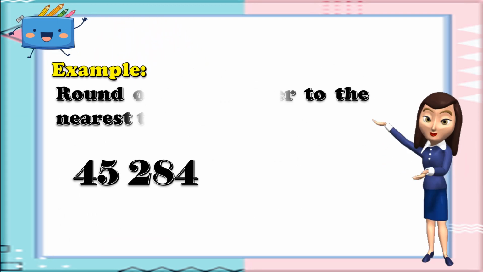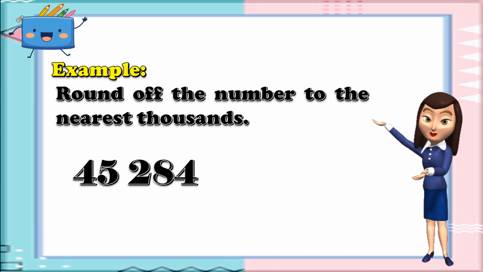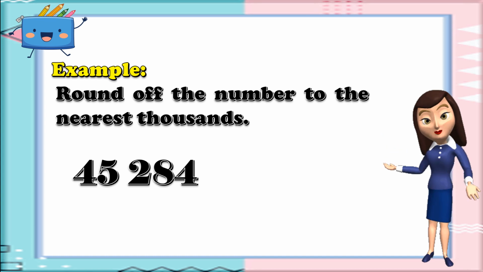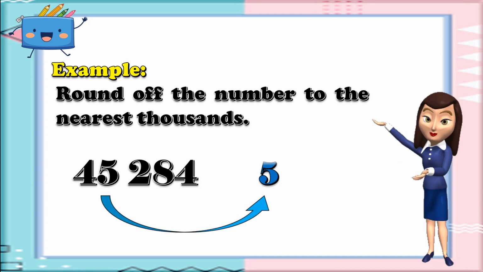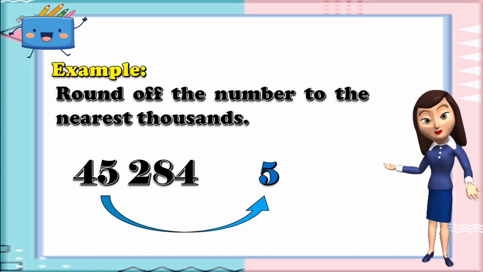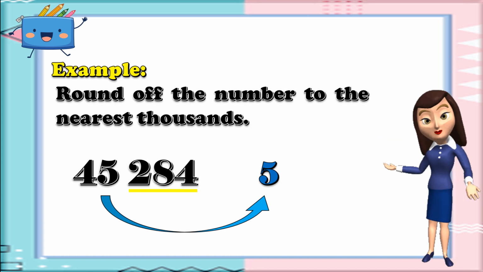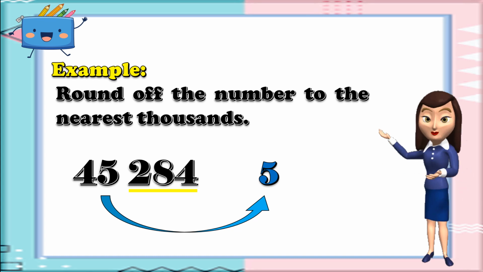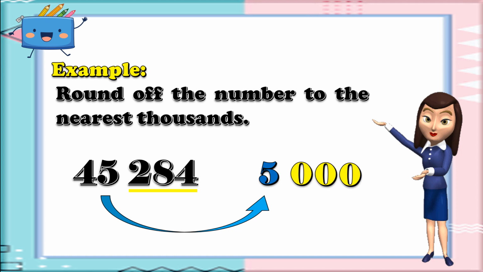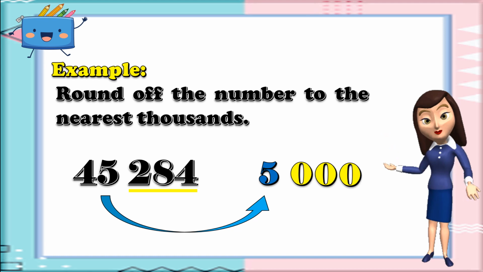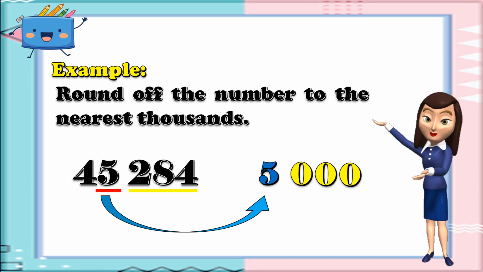Round off the number to the nearest thousands. So what to do? Sundin lamang ang rules or yung steps na na-discuss natin kanina and you will be fine. So, sa number na 45,284, alin ang i-round off natin? Ang sabi ay ang thousands. So, alin ang thousands place dito? Tama ang 5.